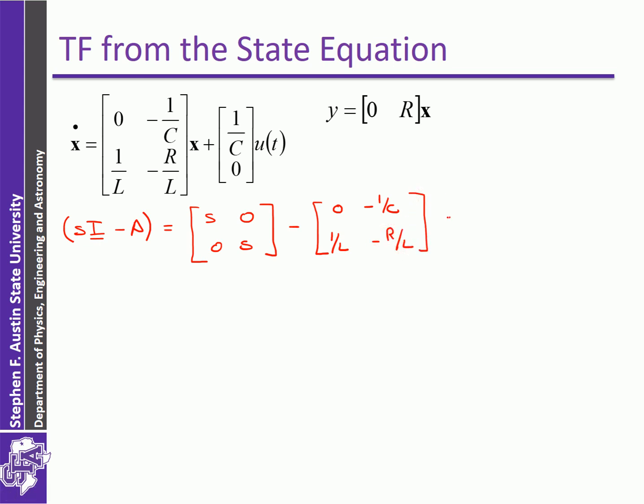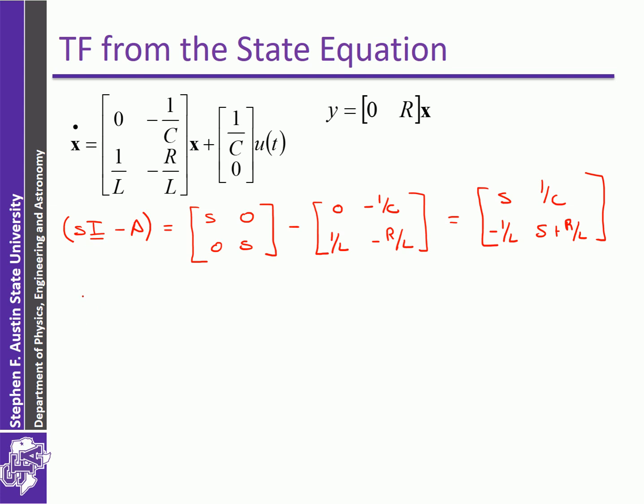Now that we have done this, we can subtract one from the other. So this is going to be equal to S, 1 over C, minus 1 over L, and then S plus R over L. So now we have that. The next thing we need to do is find the inverse of this matrix. There are different ways to do it. One of them is finding, for example, the determinant, or Cramer's rule.